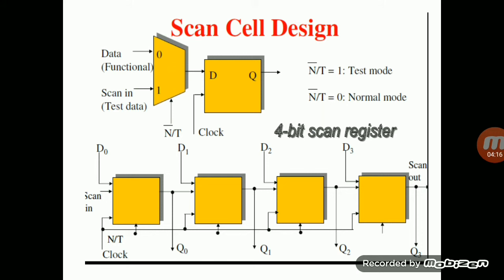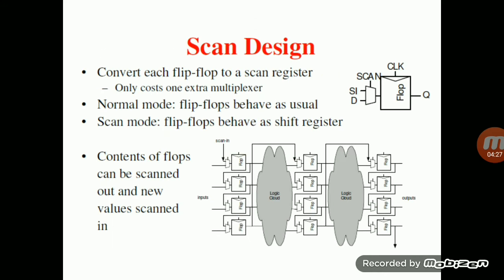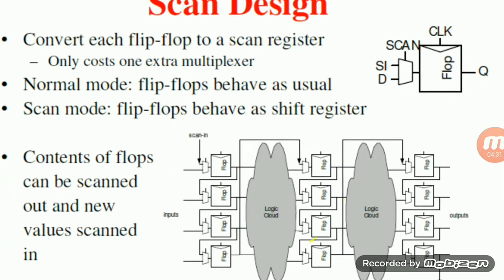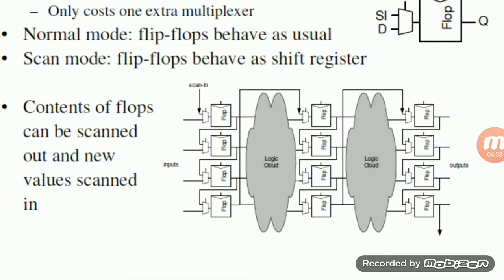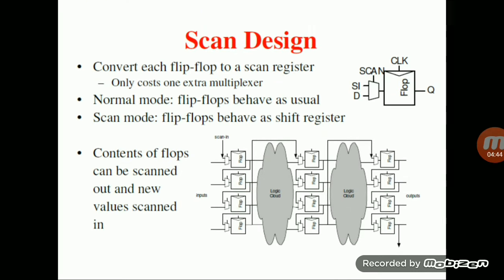Here it consists of a 4-bit scan register. By using this, we can generate a 4-bit test pattern. This is used for 4-bit testing. By using this scan cell, we can select the logic cloud. Here cloud means the testing area. Based on serial in, we can select the inputs and give them to the logic cloud to verify the functionality. Like that we can test this.